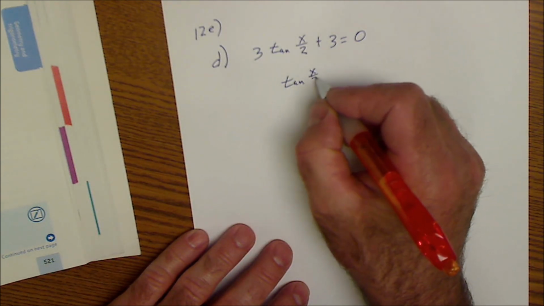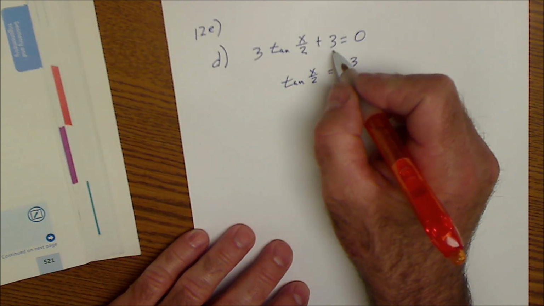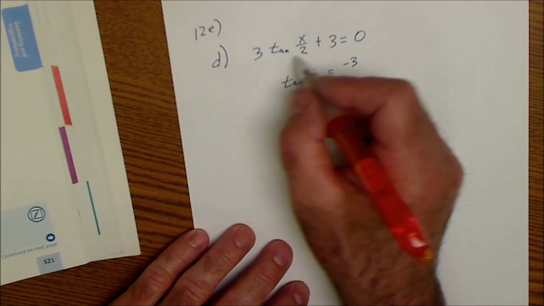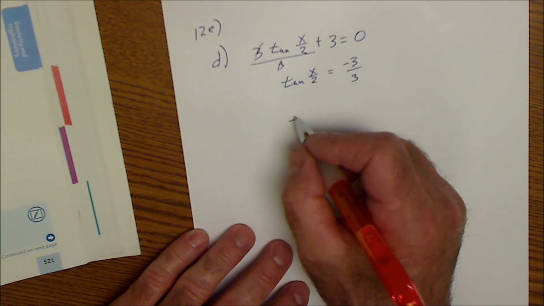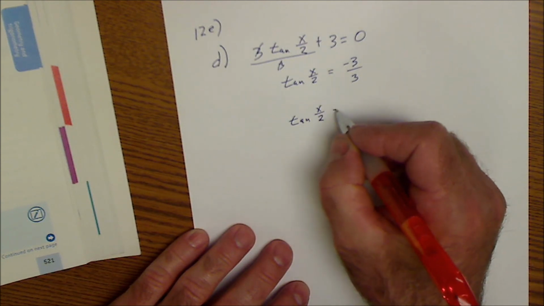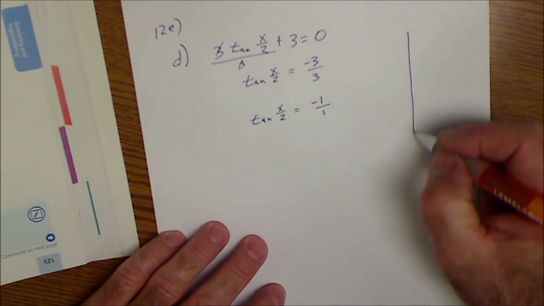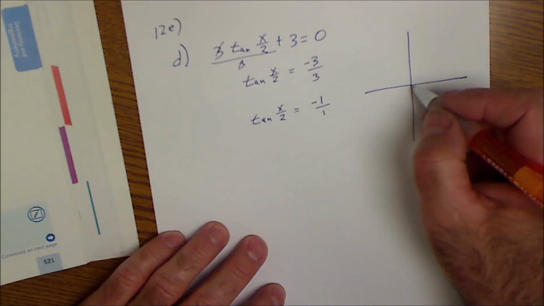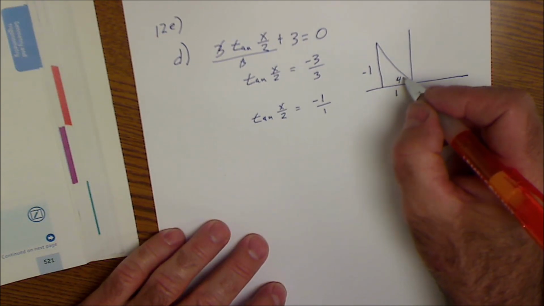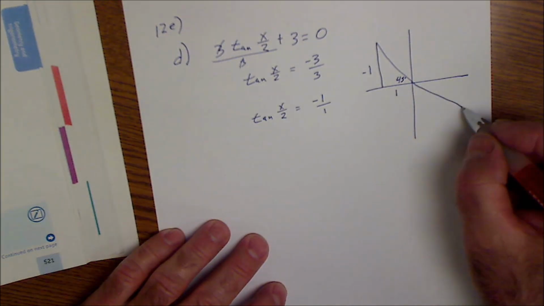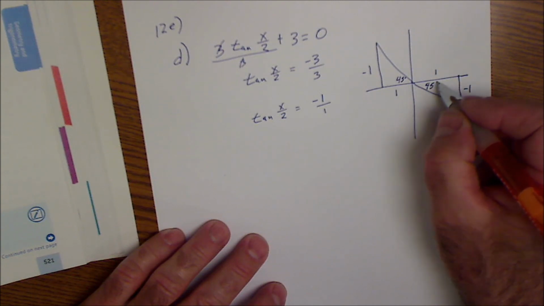So tan of x over 2 is equal to negative 3. So I'll subtract that 3. Then I divide both sides by 3 to get rid of this. So then I have tan of x over 2 is equal to negative 1, or negative 1 over 1. That's saying the opposite is negative 1. The adjacent is 1, so a 45-degree angle. Or down here, the opposite could be negative 1 and the adjacent of 1 with a 45-degree angle.